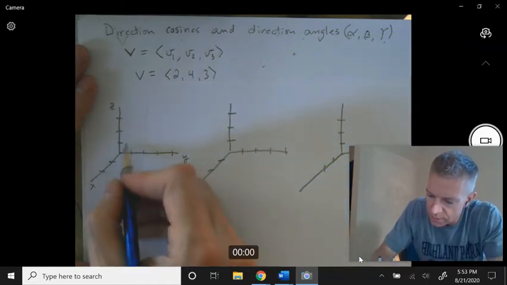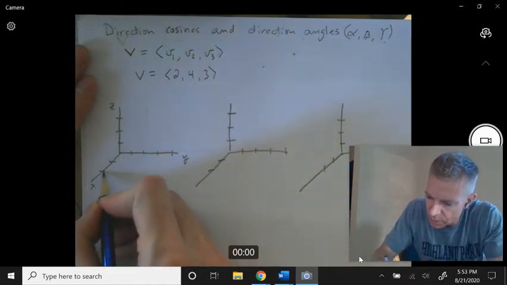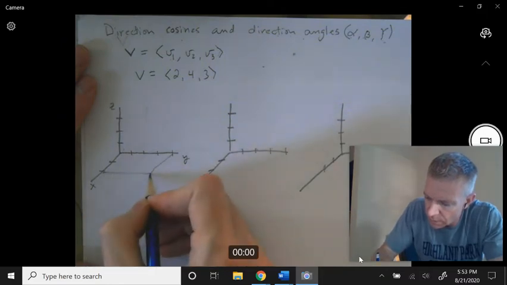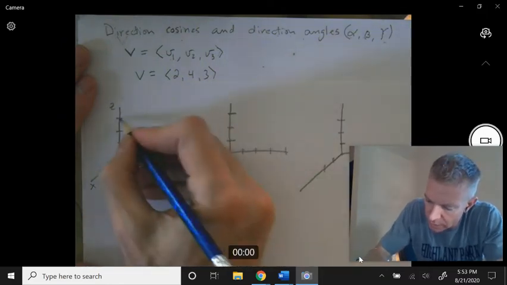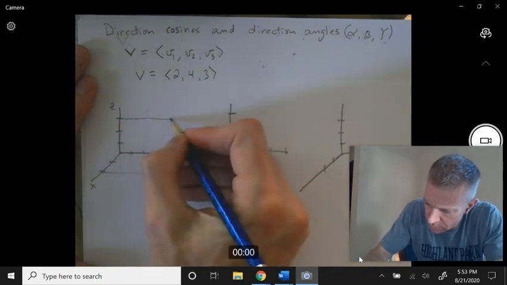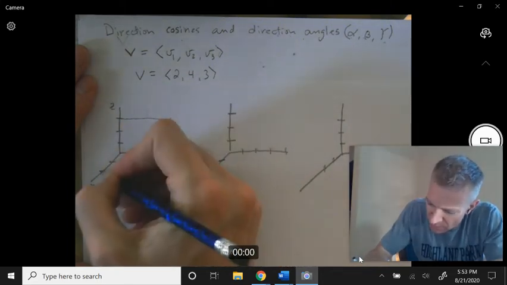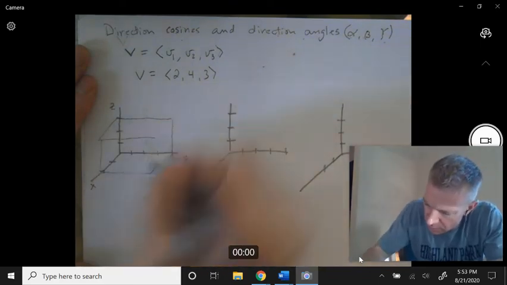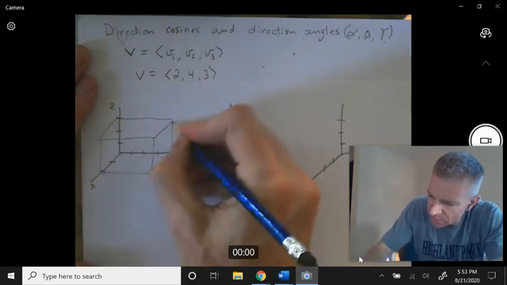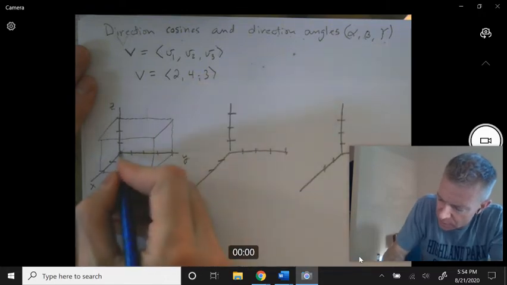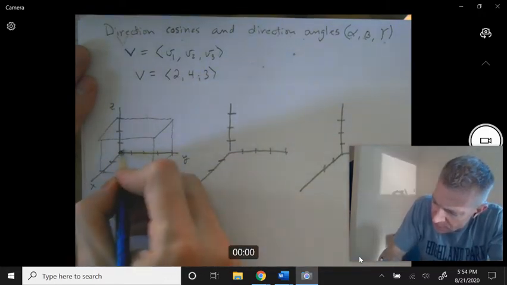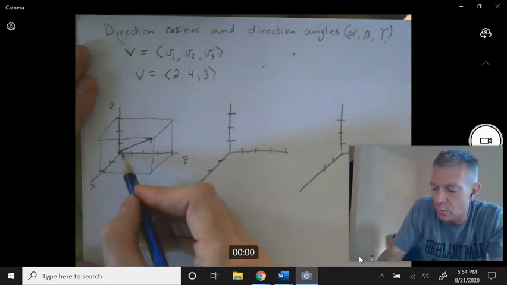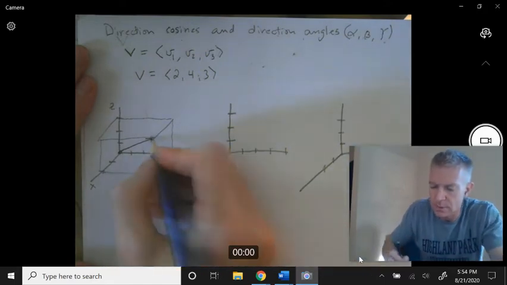So if the x component is 2, the y component is 4. Draw it this way, that's going to end up there. And the z component is 3, so we'll go up 3. I'm drawing a box just so you can see dimension a little bit. So this vector is the vector that starts back here at the origin and ends up here, closer to us than the yz plane.